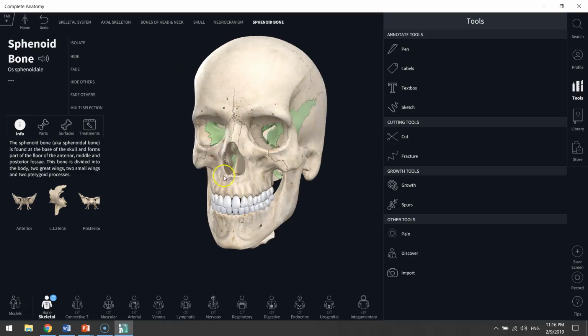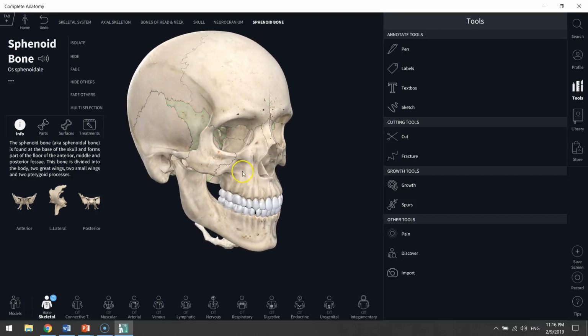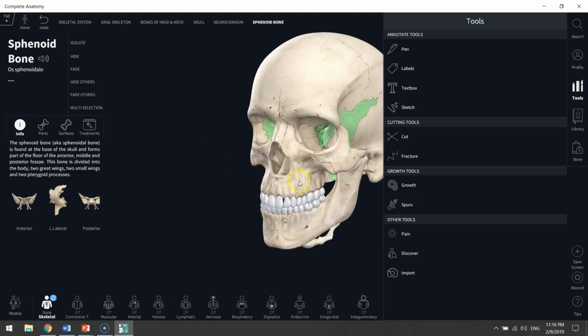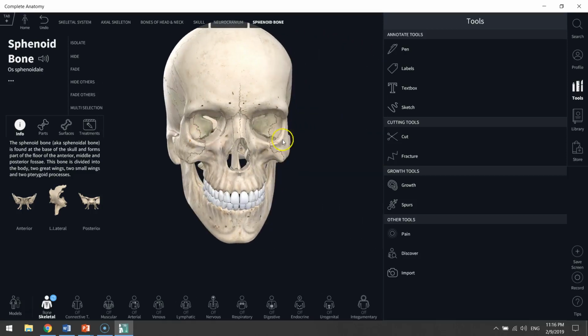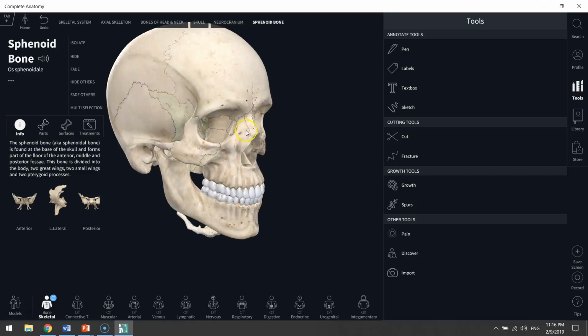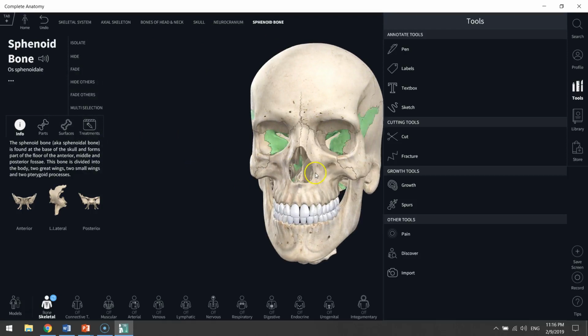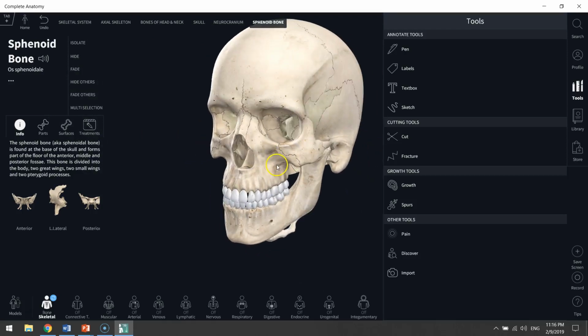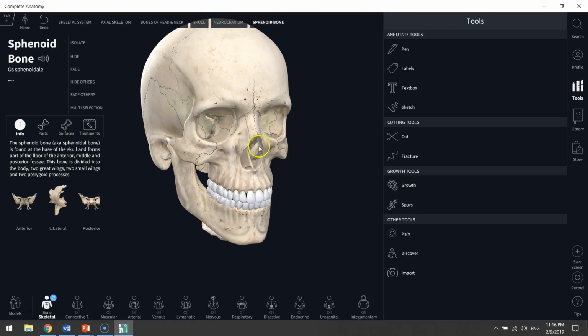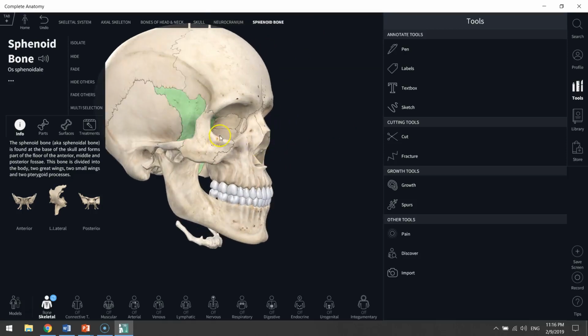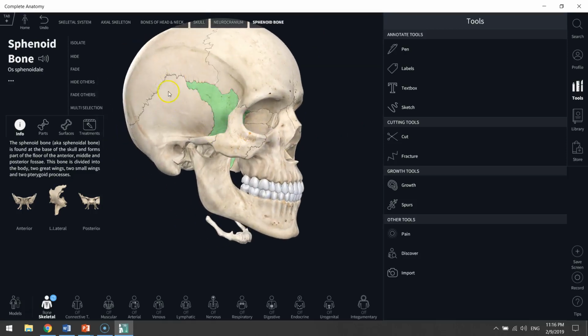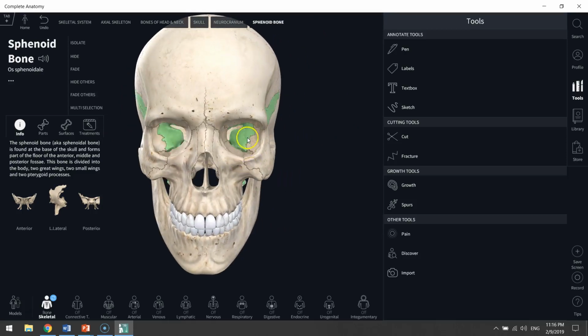Now let's take a look at the sphenoid bone in our 3D model. You can see clearly here that the sphenoid bone serves as the keystone, or the central portion, of the cranium. As you can see, the greater wings extend outward laterally to form an articulation with a temporal bone at the squamous portion. The sphenoid bone also contributes to the posterior wall of the orbits.